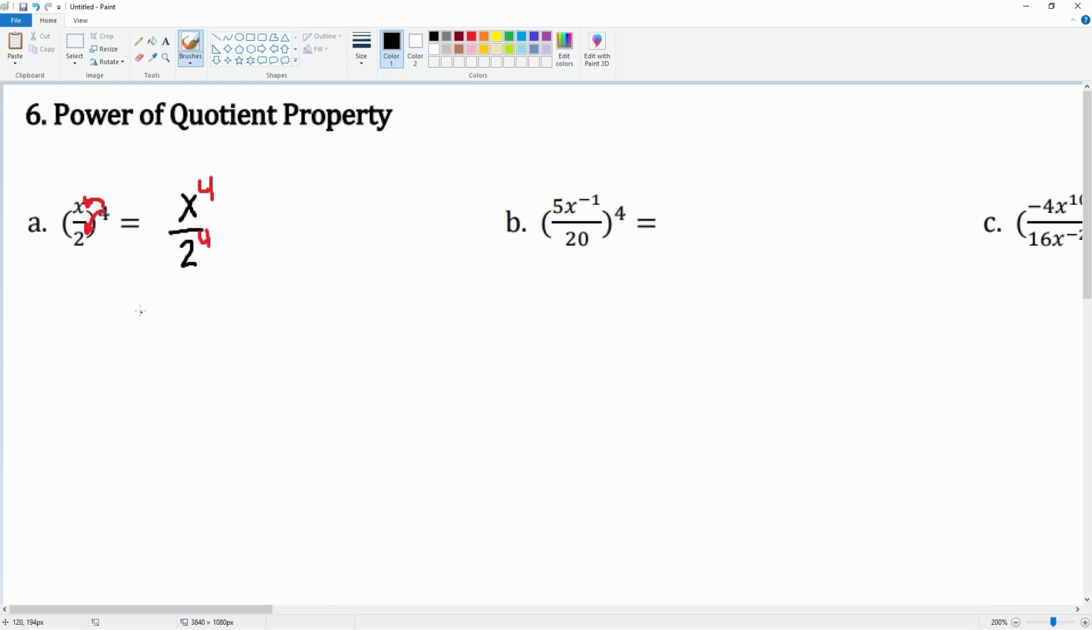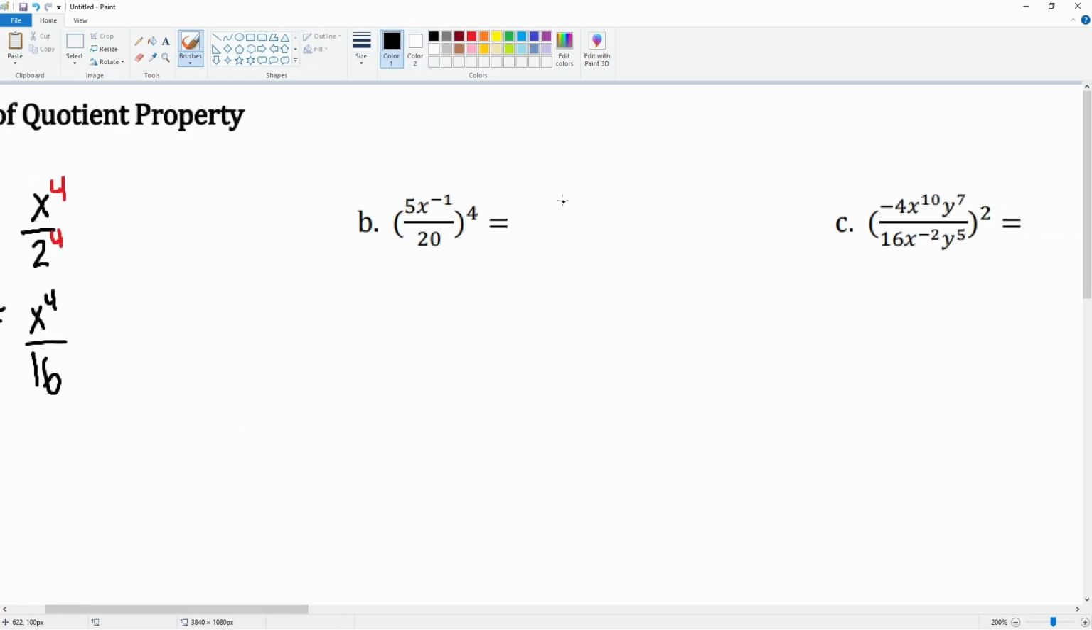2. So the answer would be x to the 4th, and on bottom, 2 times 2 is 4, times 2 is 8, times 2 is 16. So it is x to the 4th over 16. All right, and next we have this.